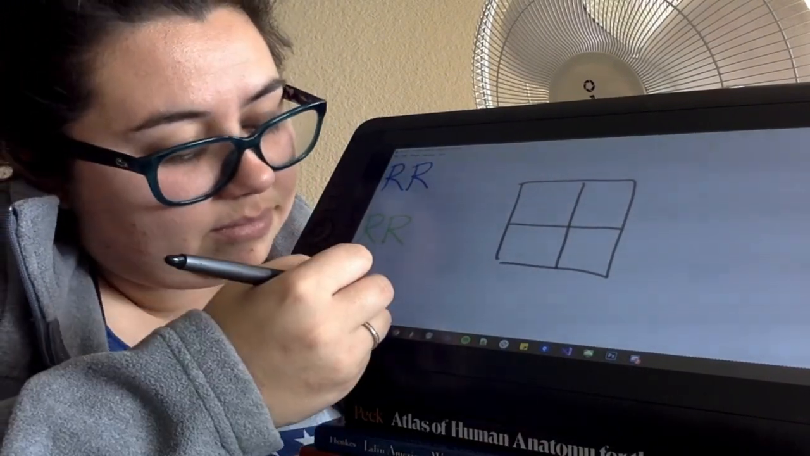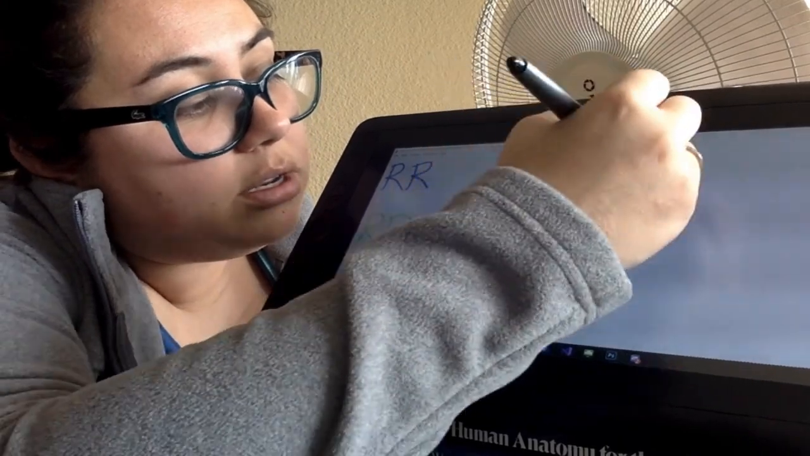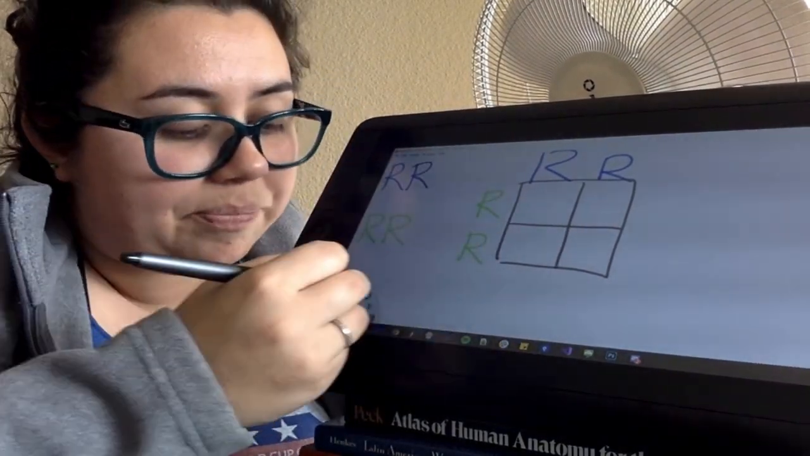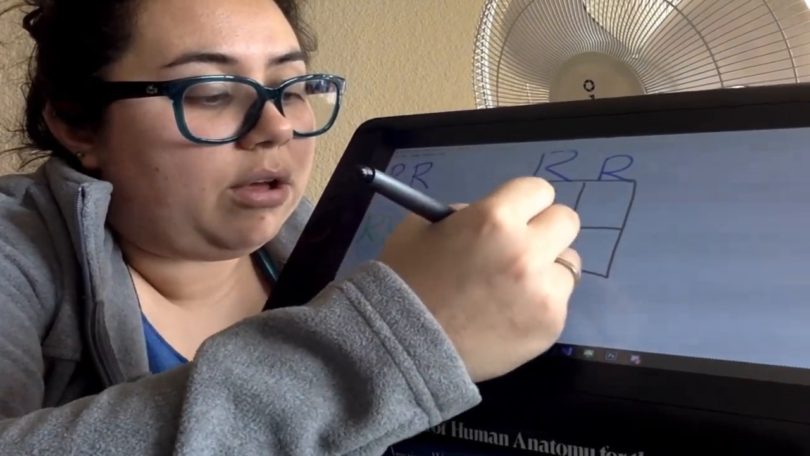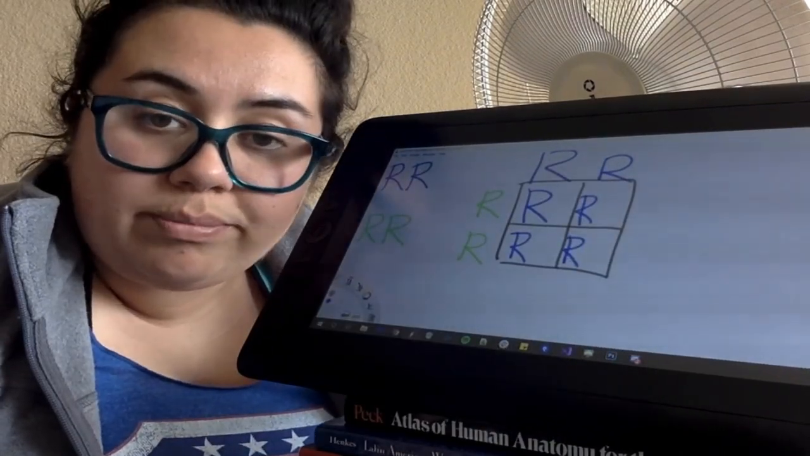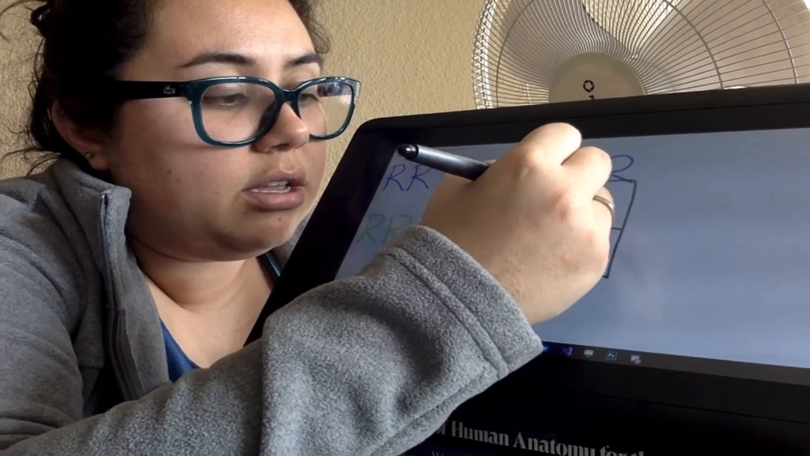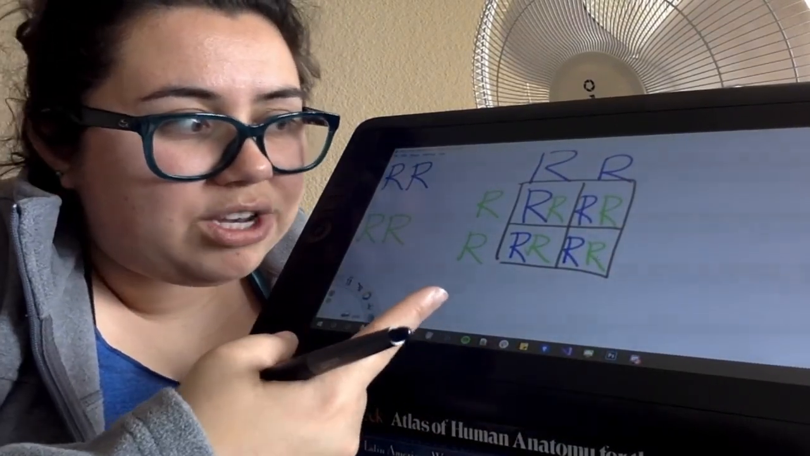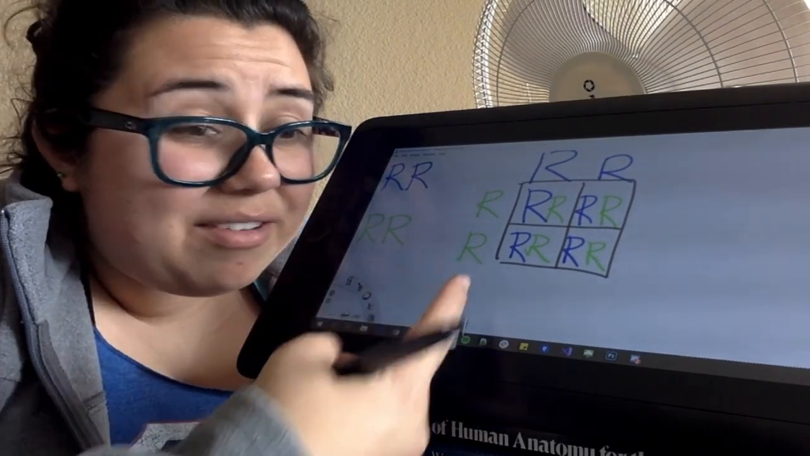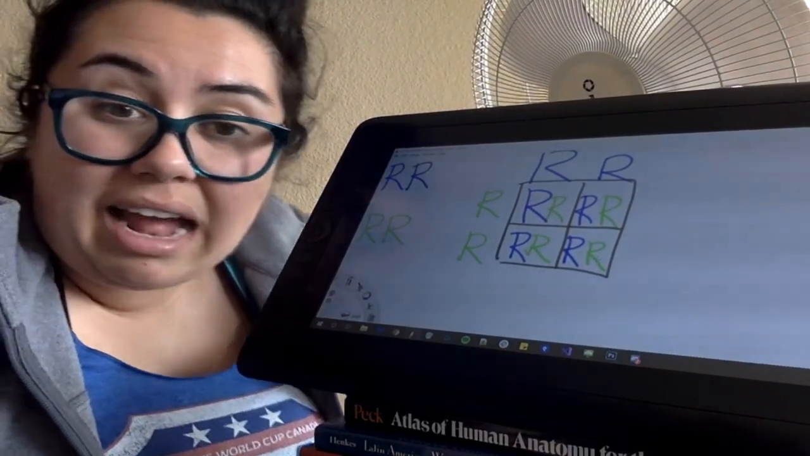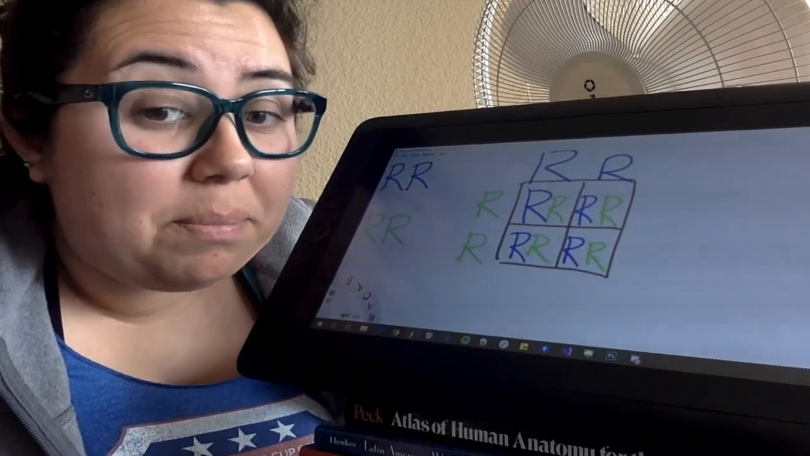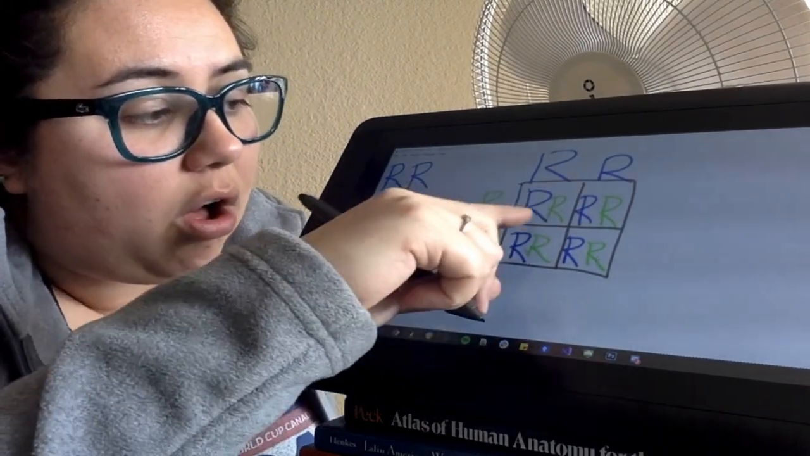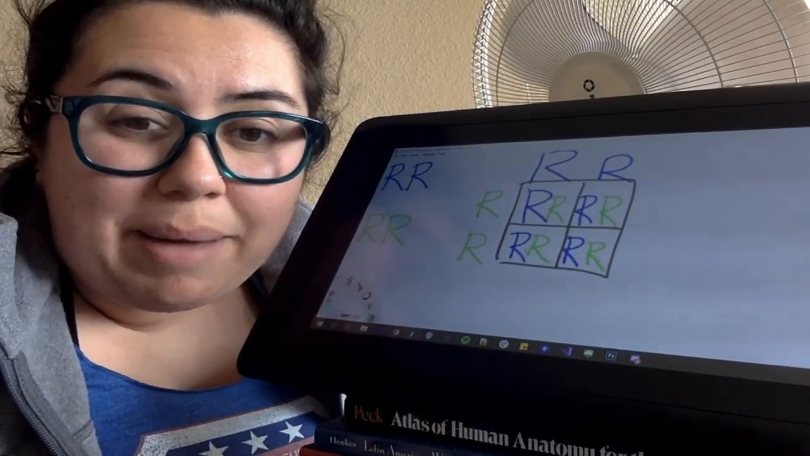Same thing every time. We're gonna put the big R's on top and on the side. Drop it low, drop it low, drop it low, drop it low. Carry across, carry across, carry across, carry across. Friends, what do all of these offspring have? They all have big R's. When you cross two organisms that have the exact same genotype, because remember the letters make up the genotype, when these organisms have the exact same genotypes and they're both dominant, we end up with all babies that have the same genotype as the parents.